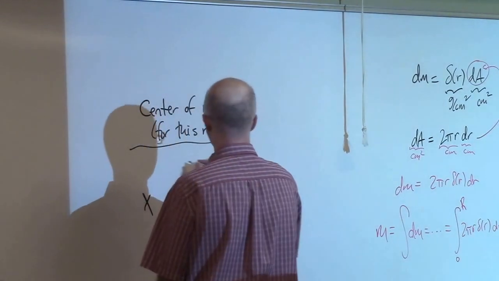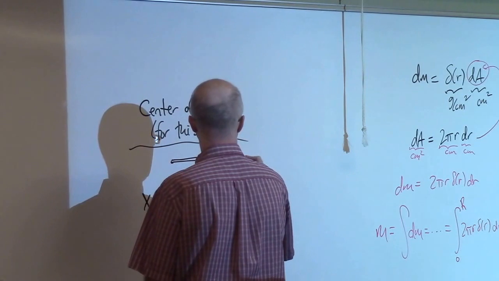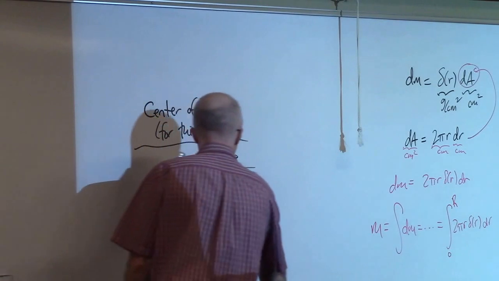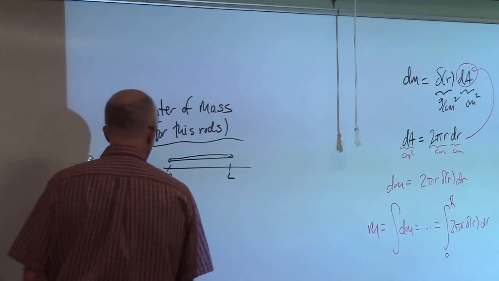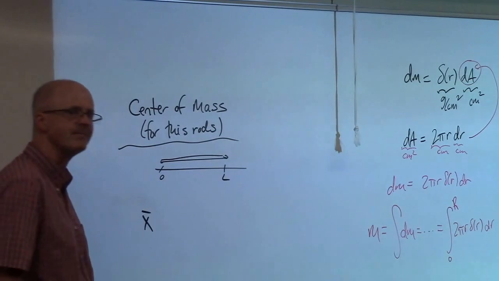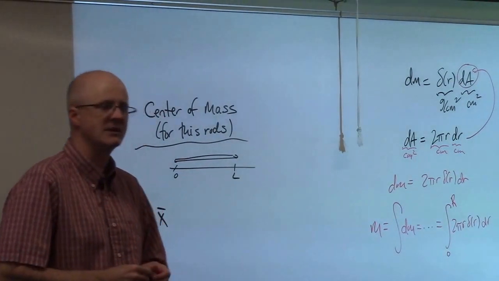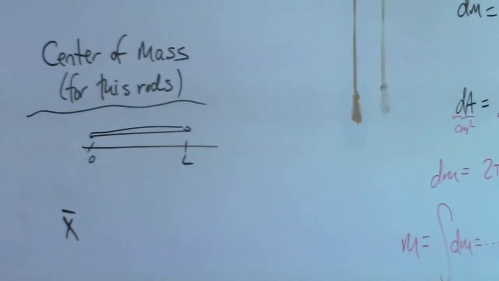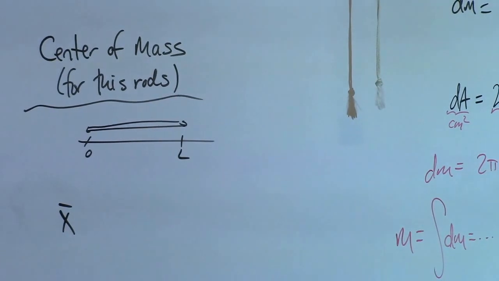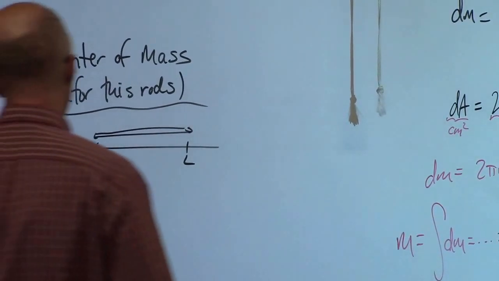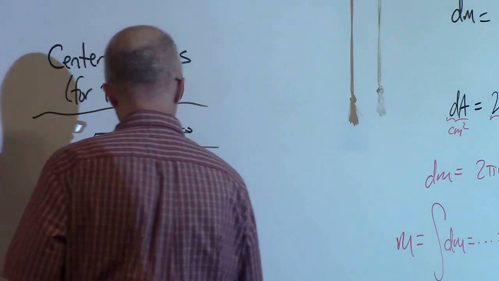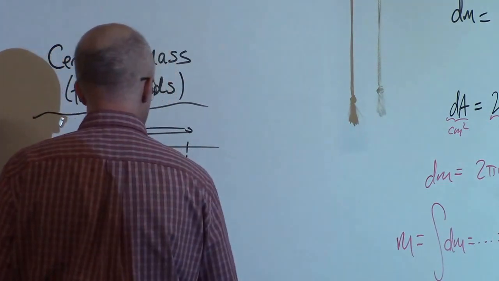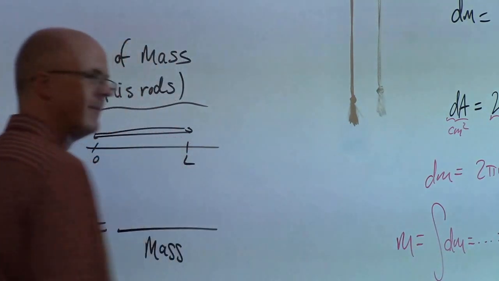So again, we have a thin rod along an x-axis from 0 to L. The center of mass is denoted by an x bar, which is actually the same symbol used for means of data sets. And in fact, centers of mass are very much related to means. The formula looks like this. You can write it 2 ways. You can just put the word mass on the bottom.